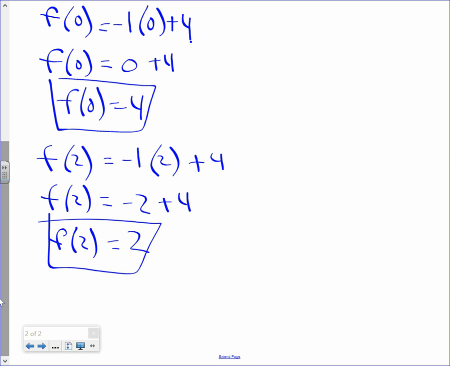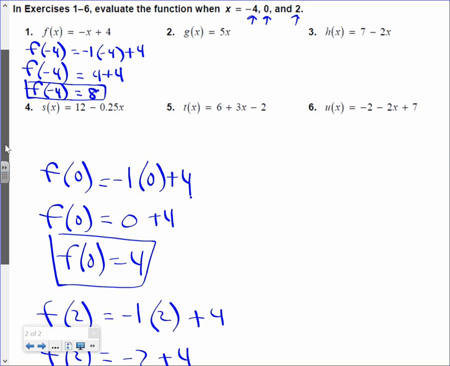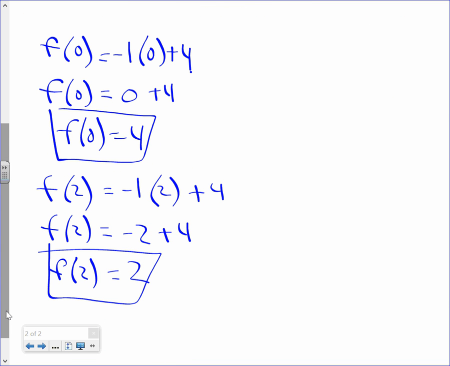Look at the way I write my final answer though when I evaluate. The function at 2 is 2. The function at 0 is 4. The function at negative 4 is 8. This is the new type of notation now that you have to adjust to in your mind. When you're in junior high and middle school, it's always y is equal to something. Now it's f of something: f at negative 4, f at 0, f at 2, instead of y.